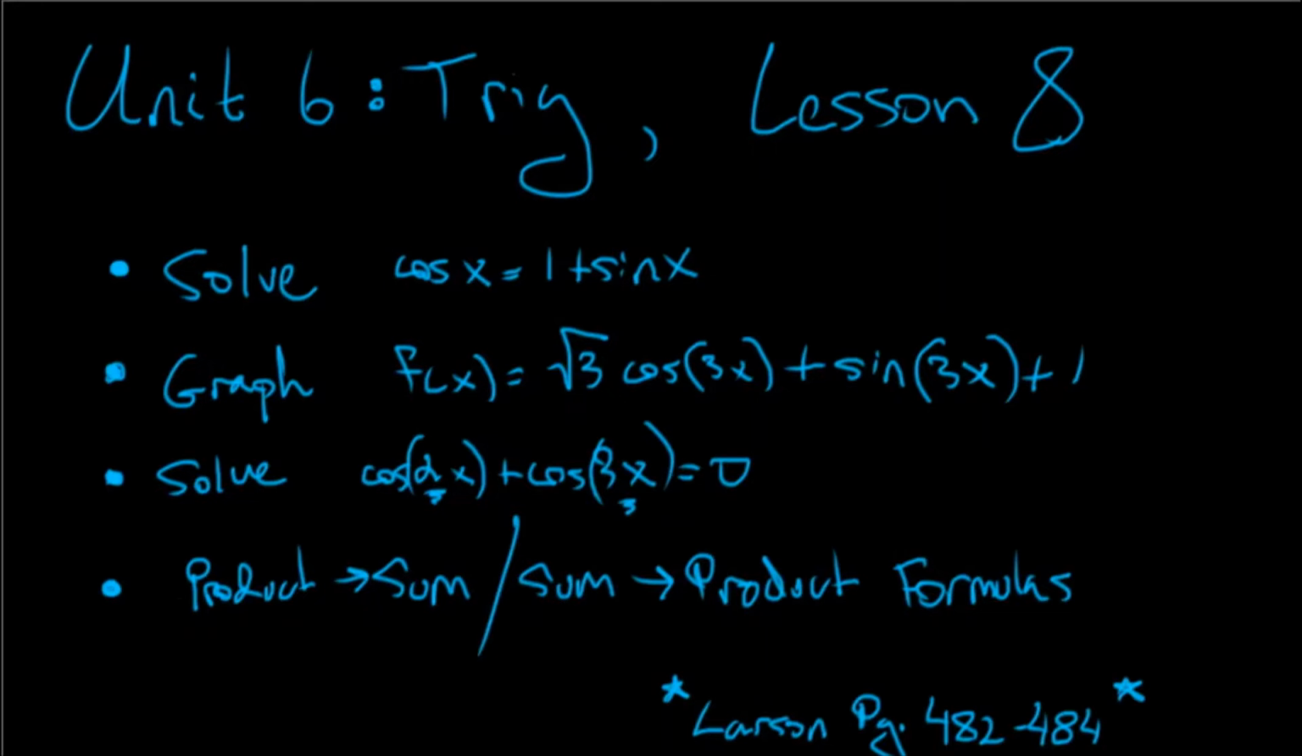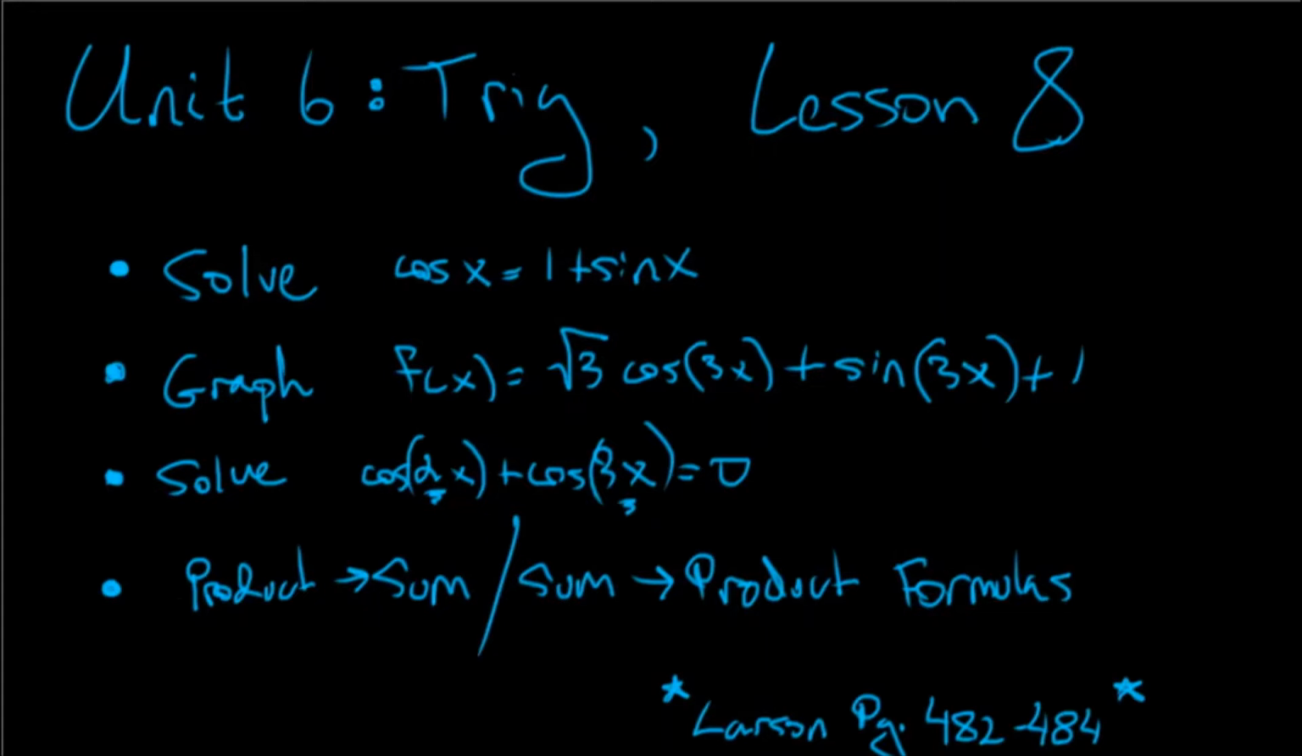Previously, we squared both sides, things got complicated, we introduced extraneous solutions. Today we're going to look at a way faster way to do this that is just much more efficient. We're also going to look at using that method that we learned in that first bullet point to graph the sum of trig functions. So here we have the square root of 3 times cosine 3x plus sine 3x plus 1. We're going to learn how to graph that.